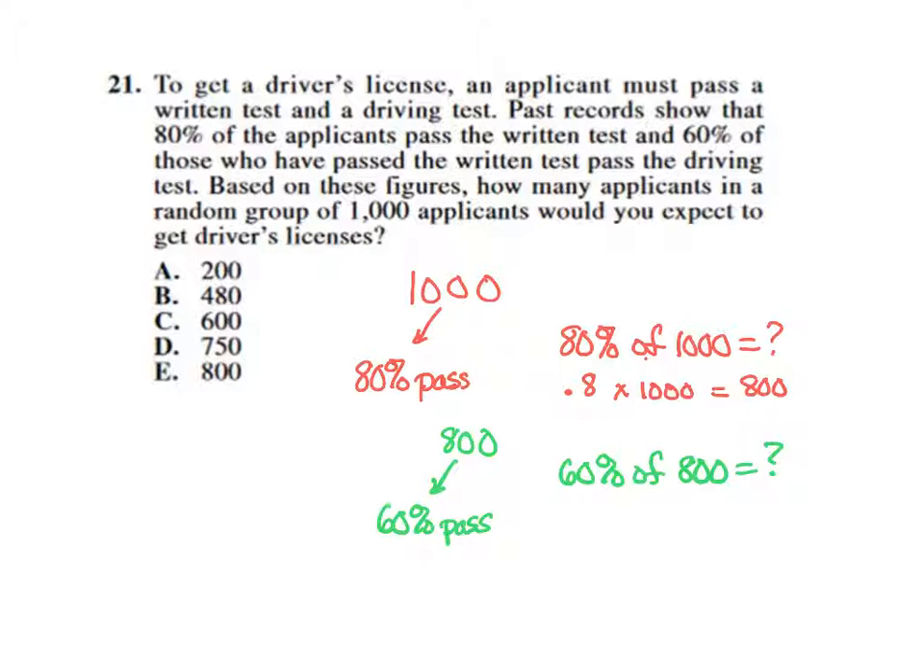So I'll rewrite 60% as 0.6. Of means multiply, 800. And you multiply those together and you get 480. That would be the number of people I would expect to get a driver's license because they've passed the written and they've passed the driving part. So I'm going to choose choice B.